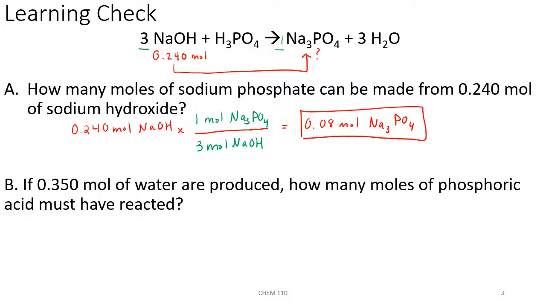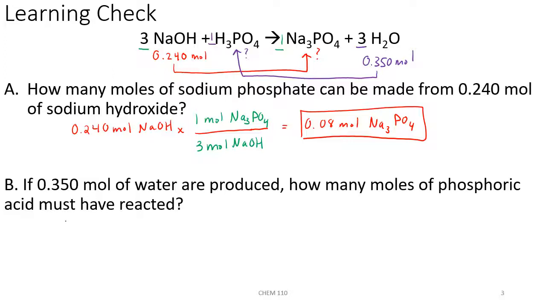Part B says, if 0.350 moles of water are produced, how many moles of phosphoric acid must have reacted? So this time we're starting with a product. We're being told that we made 0.350 moles of water, and we're going to work backwards from our water to the H3PO4, which is phosphoric acid. We're going to use our coefficients out in front of phosphoric acid and in front of water this time.